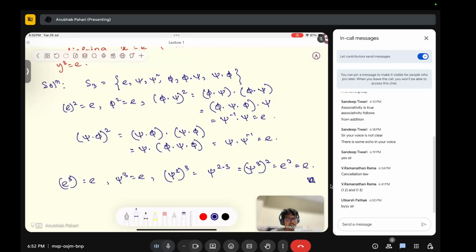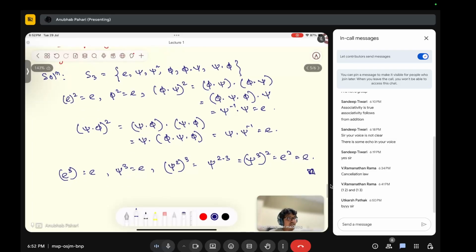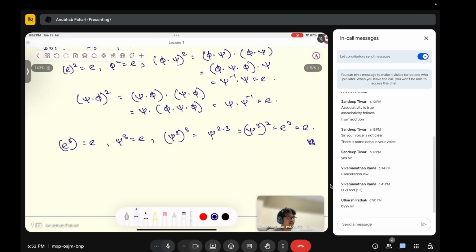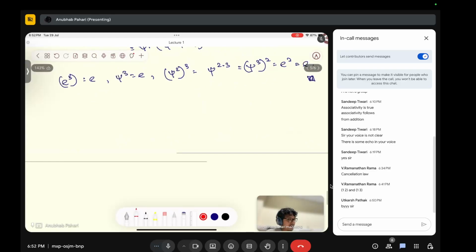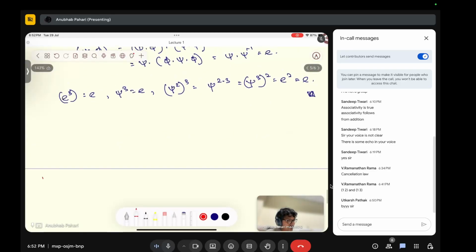So these are just routine procedures, to solidify your group theoretical techniques that will be useful in your competitive exams, entrance tests, and interviews, everything, and overall your math skills. Now, we should go to our next problem.